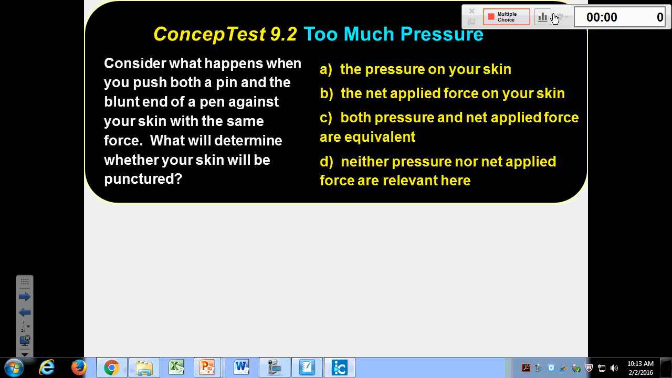Consider what happens when you push a pin and the blunt end of a pin, like a writing pen, against your skin with the same force. What will determine whether your skin will be punctured? Is it the pressure on your skin, the net applied force on your skin, the pressure and the net applied force are equivalent, or is it neither pressure nor net applied force are relevant? I have a pen which is really sharp on the end, or a writing pen which is blunt on the end. What will determine whether your skin will be punctured? You push with the same force on both the push pin and the writing pin.